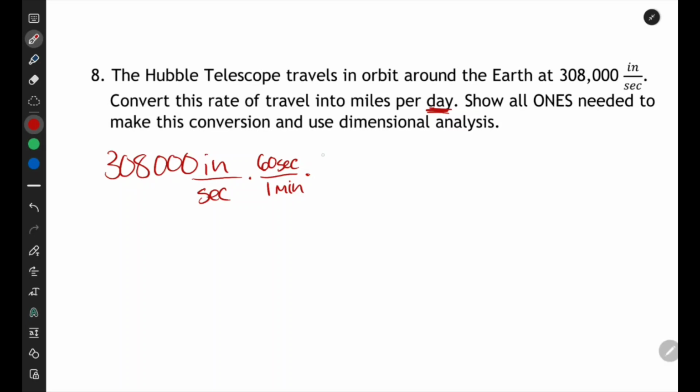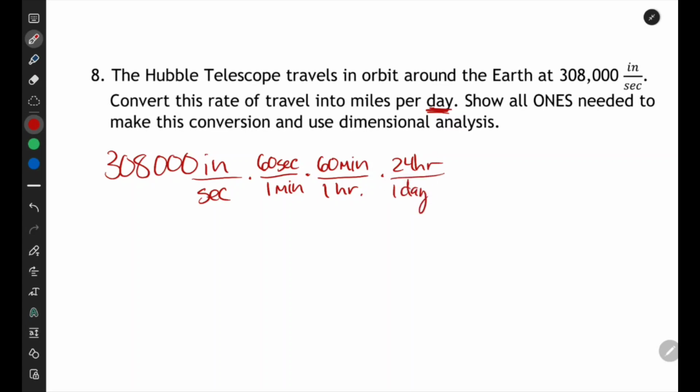I can multiply that by the fact that there are 60 minutes in 1 hour. Why can I do that? Because it's the same amount of time. 60 minutes is the exact same amount, so that's a giant one also. And then finally, what do we want per day? There are 24 hours per 1 day.